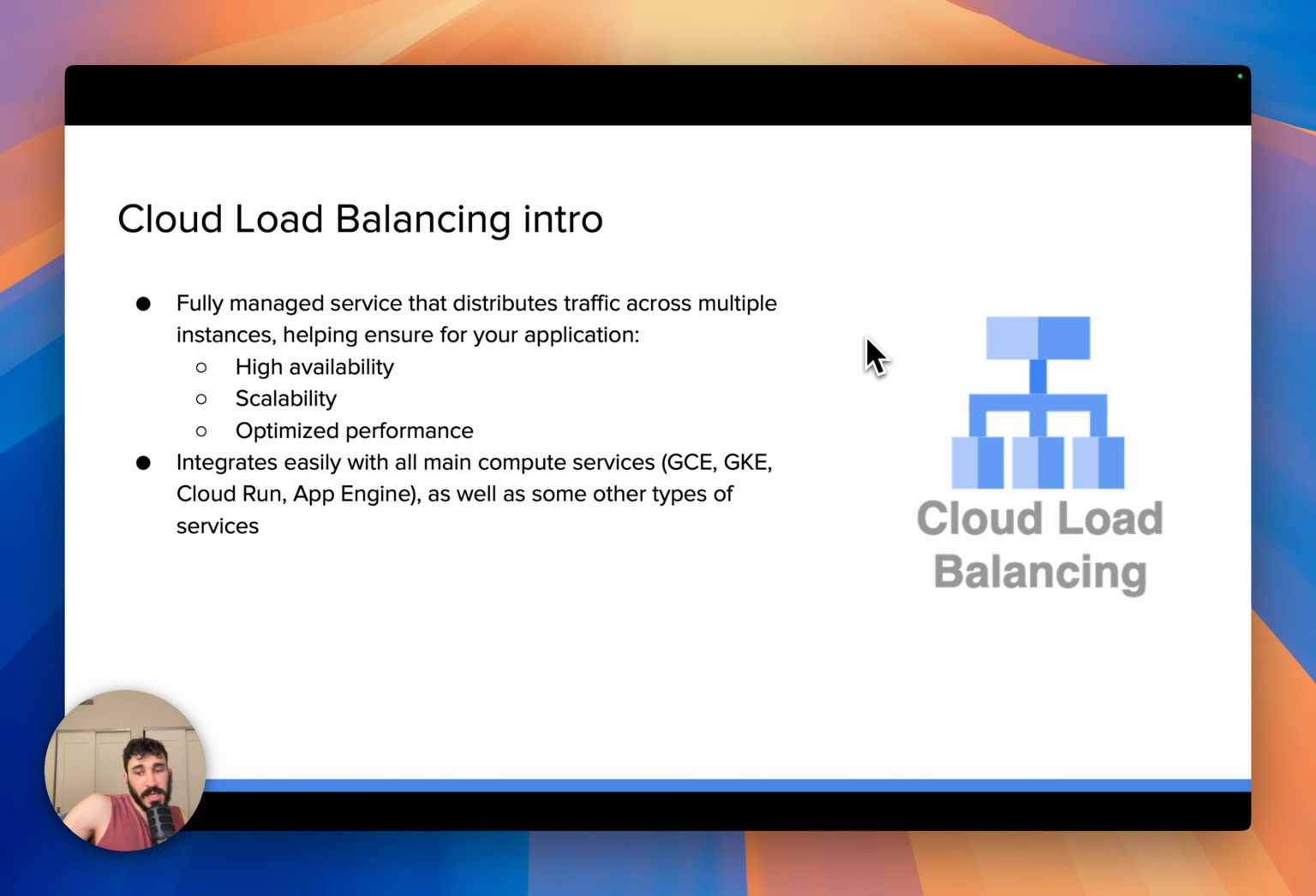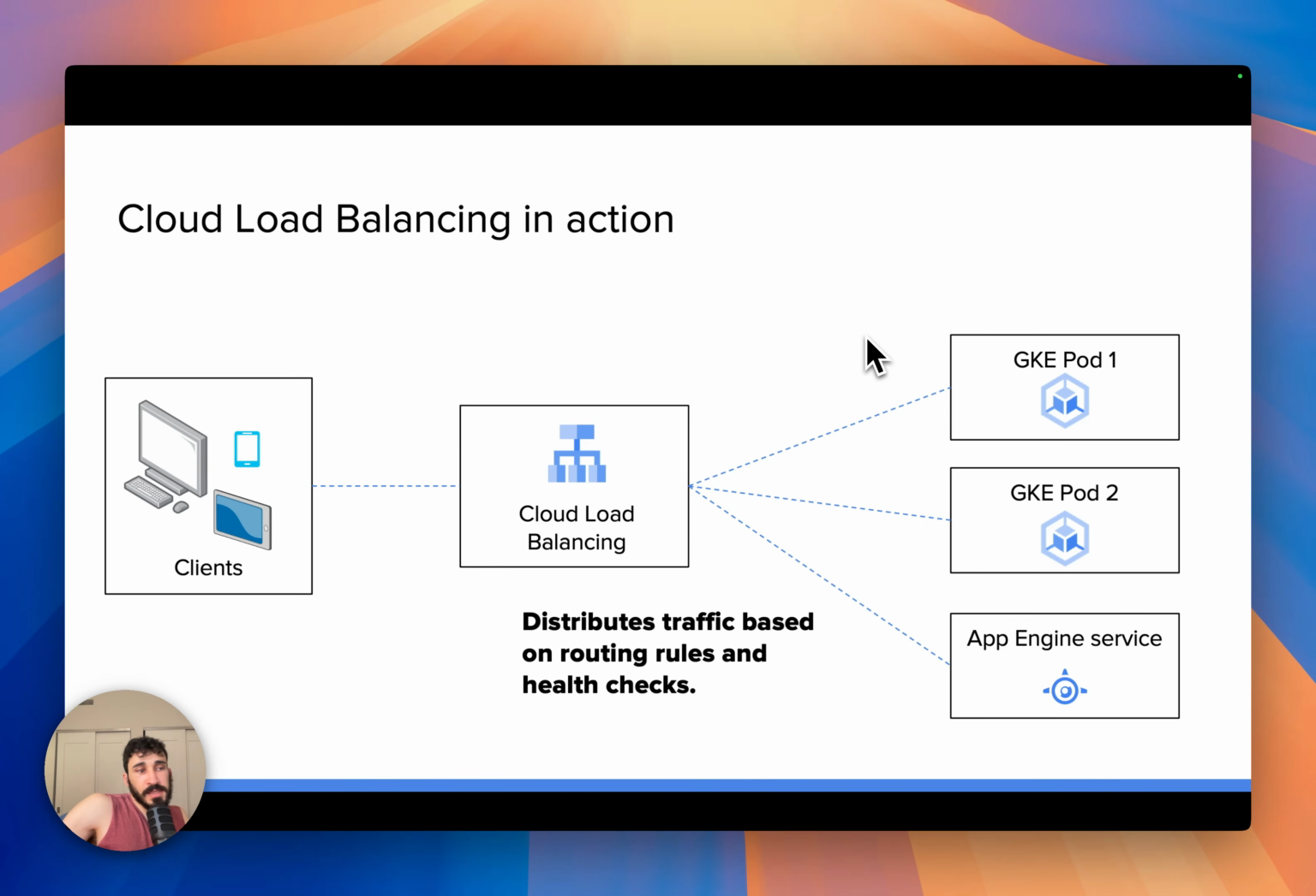And just to show you the way this works in practice, we have our clients on the left. These are the users, devices, applications trying to access your services. They could be web browsers, mobile apps, whatever. You being on your browser right now or your phone. And then on the right, we have the back end where our services are running. We see a couple of GKE pods. These represent containers running in Kubernetes Engine. And then there's an App Engine service at the bottom too.